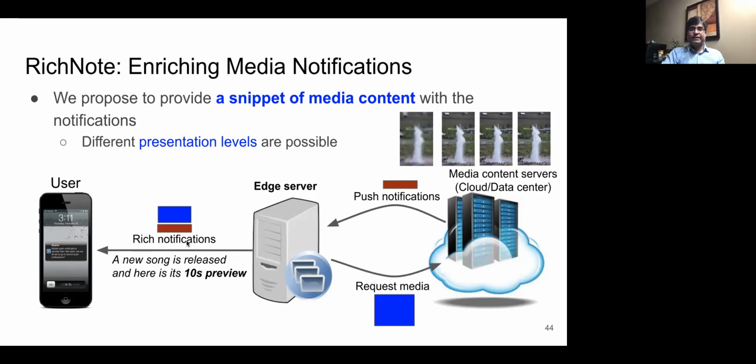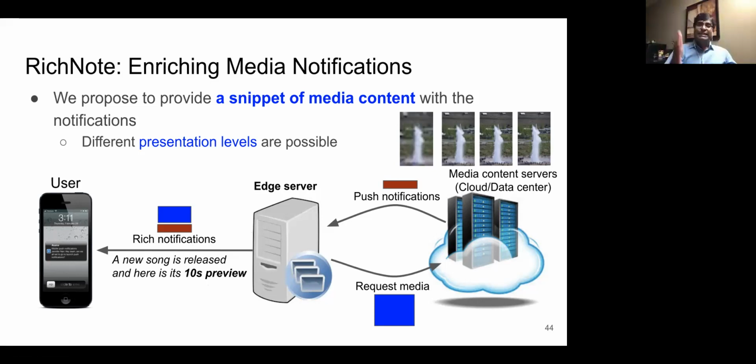Instead of the edge server saying only you got a new album, it will say, okay, this is a new album and this is the 5 second preview of it. A song is released and here is the 10-second preview, right? So that's the thing, it will be sent to the user. The user will check the notification, and will play the sound, and if the 10-second interval of music is good, then he will go and download the entire music or listen to the entire music, something like that. This is the setting.